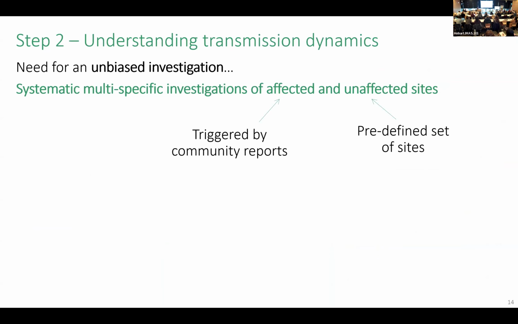So we're moving to step 2 now that we know where there are potential outbreaks. We're trying to understand the transmission dynamics by collecting more data. Here we're moving from that opportunistic passive surveillance system to a systematic, dedicated investigation involving several species. It's a mix of visiting affected sites, triggered by the reports from the community, and unaffected sites as controls. Those are sites that we predefined at the beginning of each season.